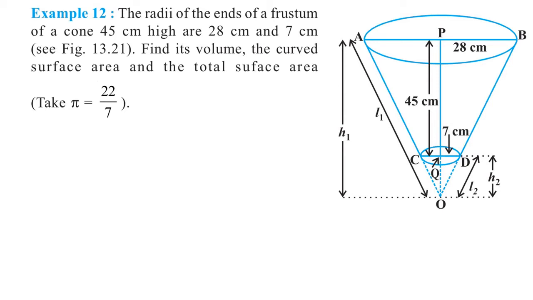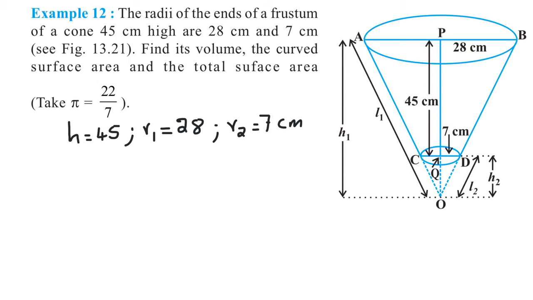So let us first write down what is given for the frustum. The height of the frustum is 45 centimeters, so h is 45 centimeters. The bigger radius r1 is 28 centimeters. The smaller radius r2 is 7 centimeters. We know h, we know r1, we know r2.